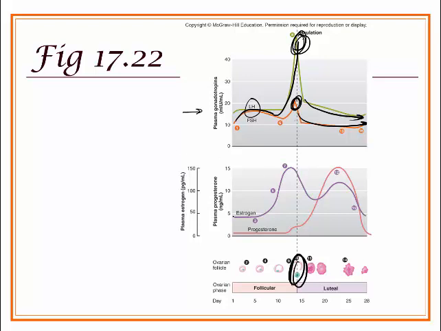Okay, estrogen is going to build and build and build, spike, and then drop. And then when we get a good corpus luteum, it's going to be secreted again. Corpus luteum dies and it drops. Progesterone is basically none until we get ovulation and the corpus luteum develops and produces progesterone and it's high, and then the corpus luteum dies and it's going to drop.